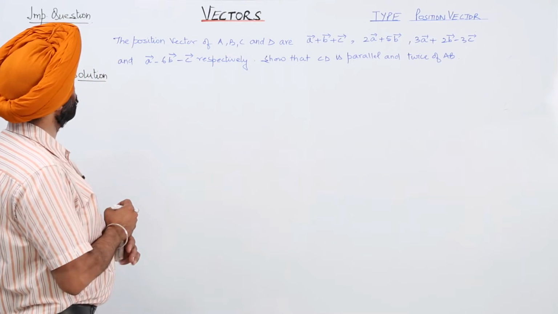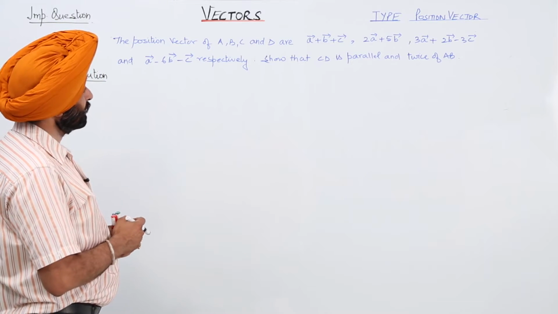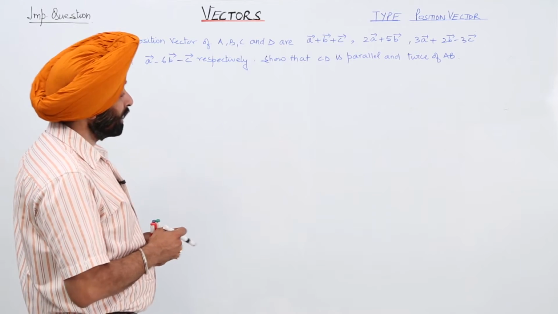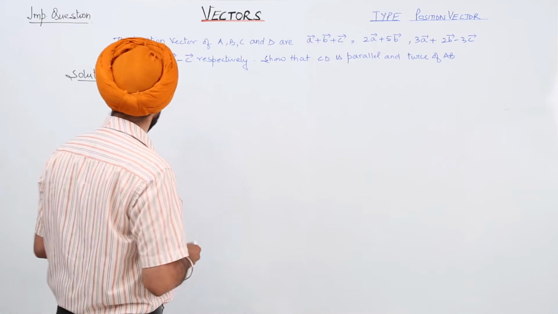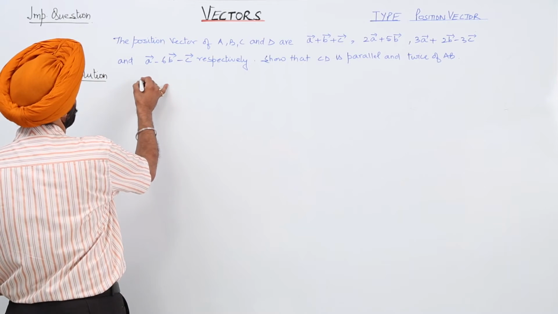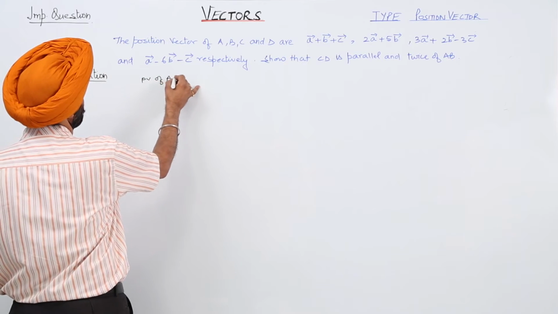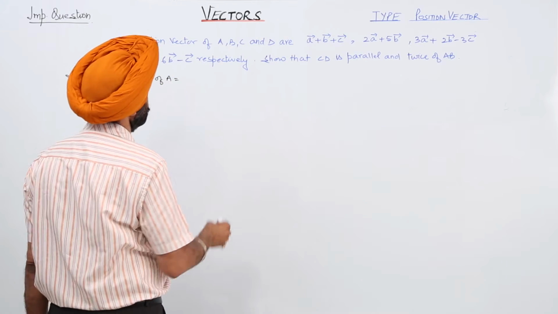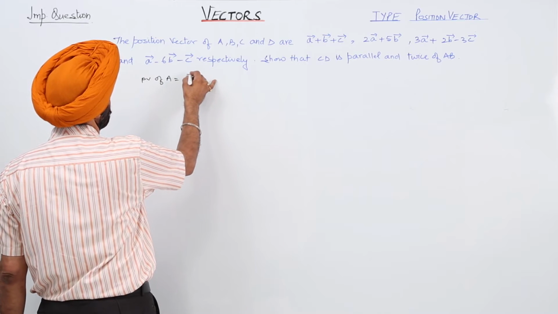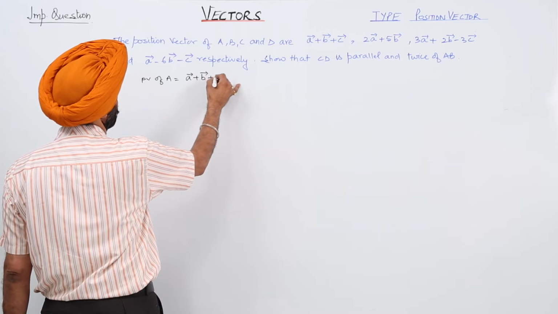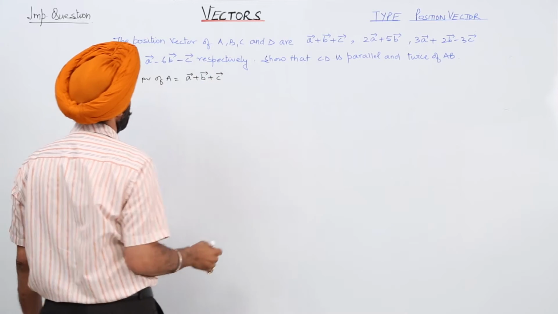In this question, position vectors of A, B, C and D are given, and we have to show that CD is parallel and twice of AB. Okay. Now, position vector of A is equal to vector A plus vector B plus vector C.